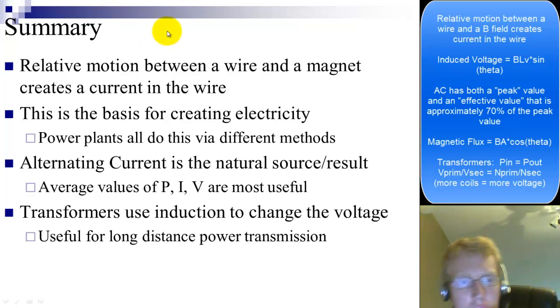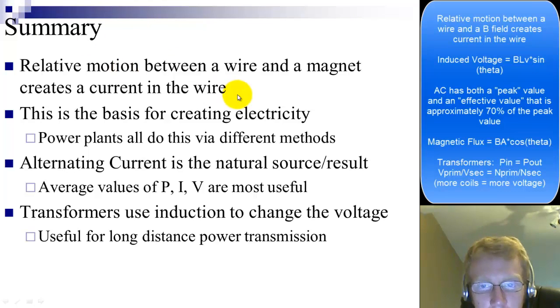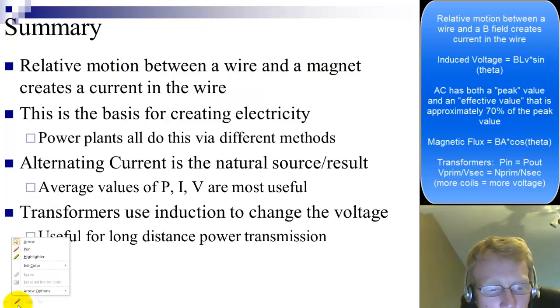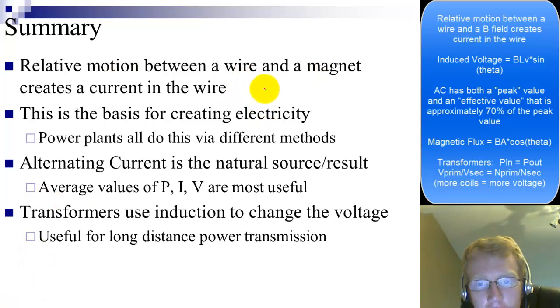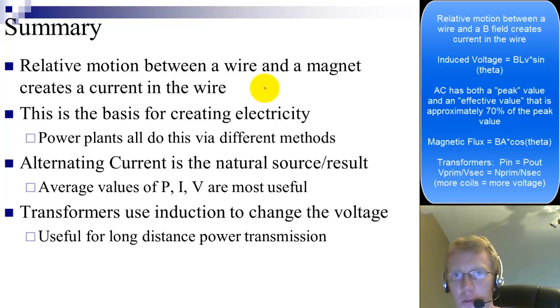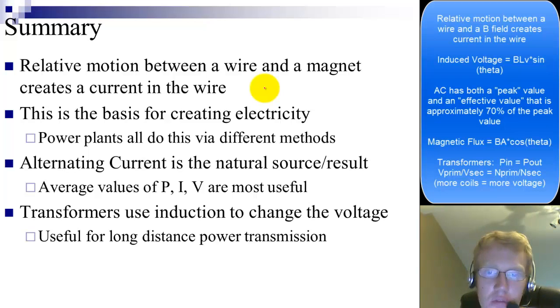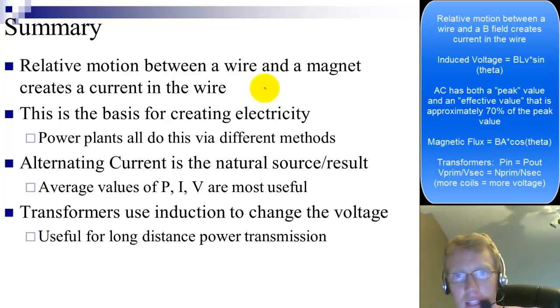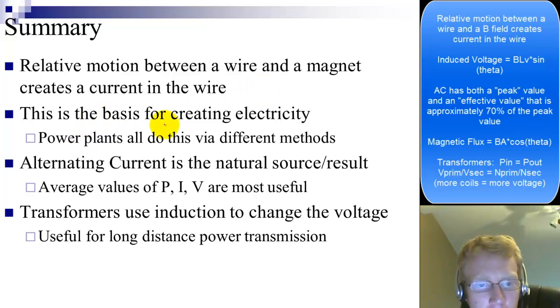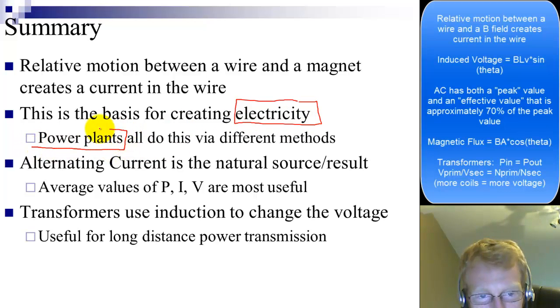All right, let's summarize real quick what we've learned in this chapter. The basis here is that relative motion between any wire and any magnet is going to cause current in that wire. It could be a simple bar that has current going and then develops a potential difference between the two ends, so that can act as a battery if you connect something. Or it could be an entire loop of wire that's rotating or moving in and out of a field, which then creates current through the wire and lights up some device. So this is the basis for all electricity. It doesn't matter what type of power plant we are talking about, all of them eventually do this.